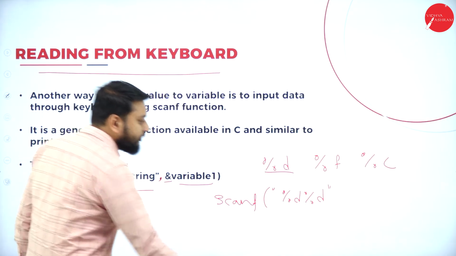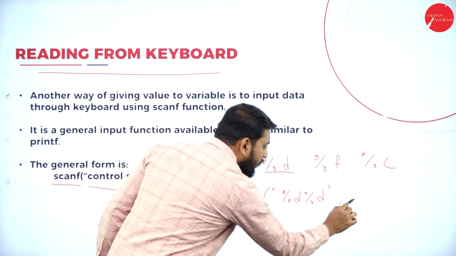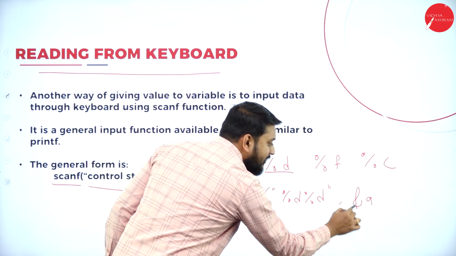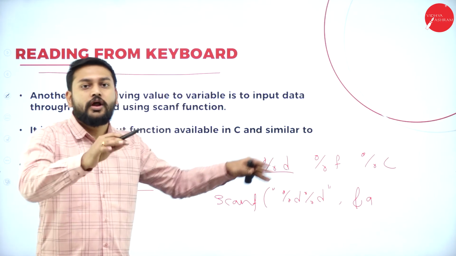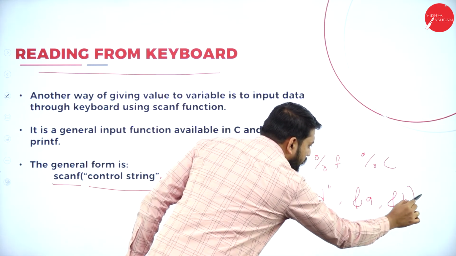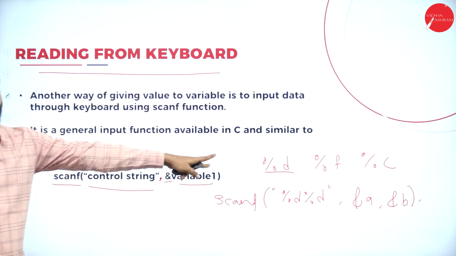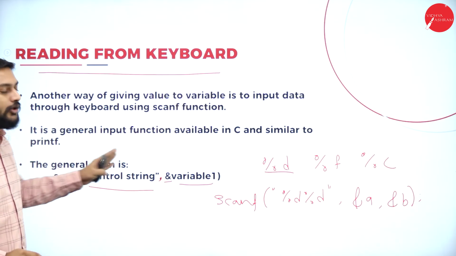After that, please observe the comma. Where should it be stored? The first value I want to store in a. So it has to be stored at the address of a. I am just giving the address, telling the value to go and get stored at that address. Then after that, comma, address of b. Semicolon. So 2 values get stored in 2 variables. This is how I am reading the values.